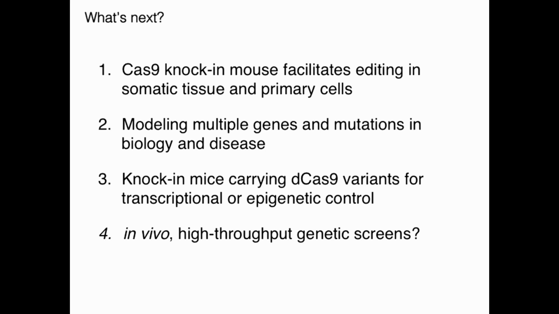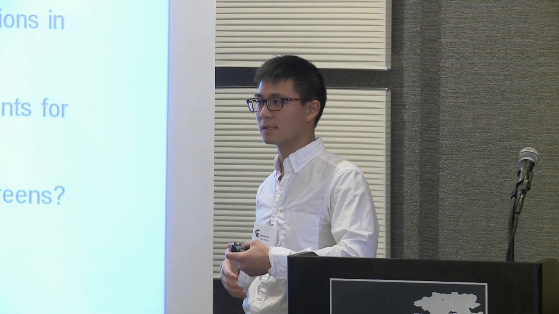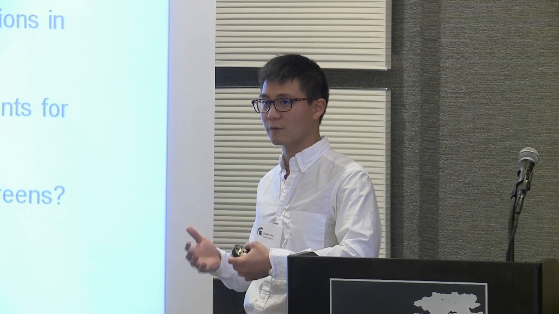This is a mouse that's deposited at Jackson Labs, so you guys can get it. It facilitates editing in somatic tissue and primary cells. One thing that they also demonstrated in the paper was transduction of primary immune cells derived from these mice with guide RNAs. These are typically cell types that are extremely difficult to transfect and handle.